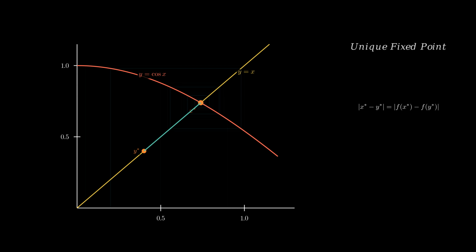Why must the fixed point be unique? Suppose two exist. Both are fixed, so cosine leaves their distance unchanged. But contraction demands it shrink. Contradiction. The fixed point is unique.